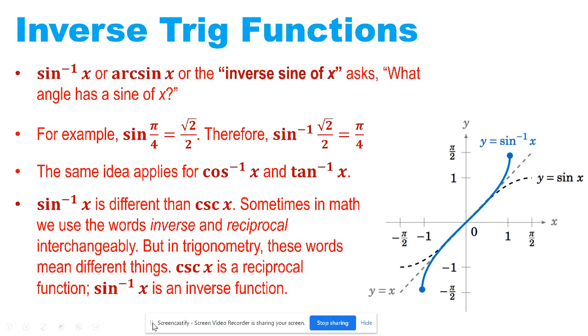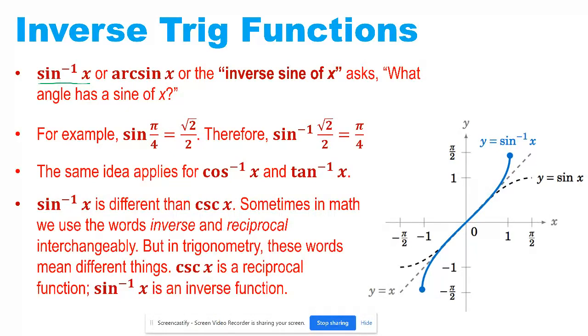Let's talk inverse trig functions. And the way you'll see an inverse trig function written most frequently is like this. So you have sine or cosine or tangent with a little -1 that looks like an exponent, and then you'll have whatever you're taking the inverse sine or cosine or tangent of.